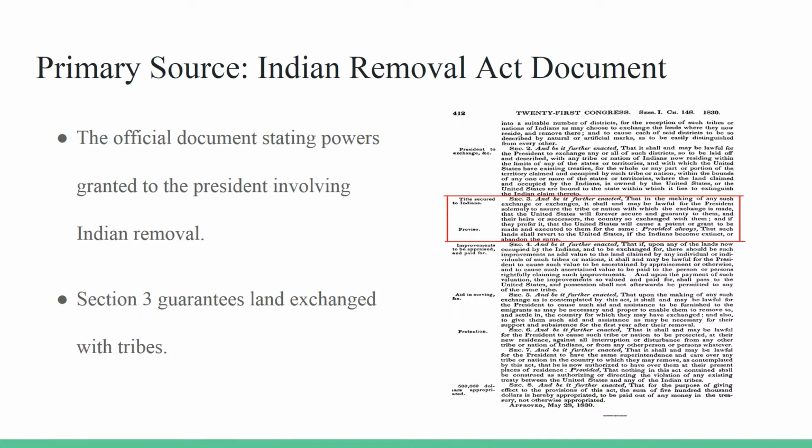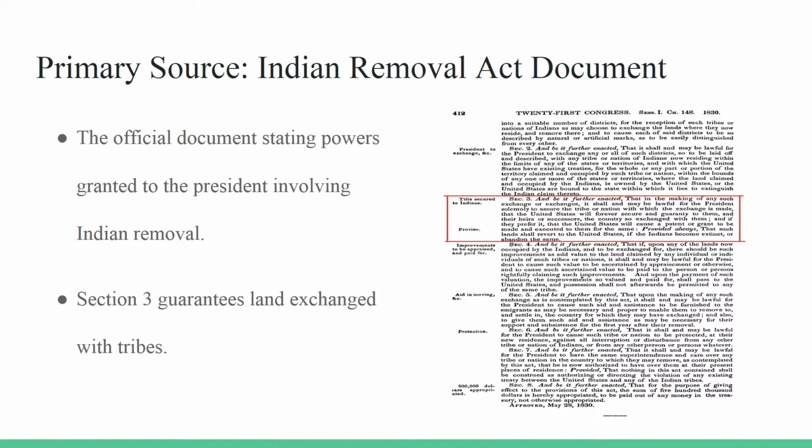Of particular importance is Section 3 of the bill, which states that in the making of any such exchange or exchanges, it shall and may be lawful for the President solemnly to assure the tribe or nation with which the exchange is made that the United States will forever secure and guarantee to them, and their heirs or successor, the country so exchanged with them.